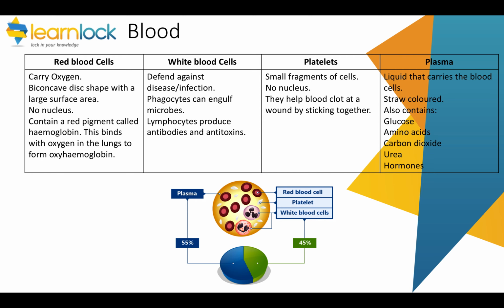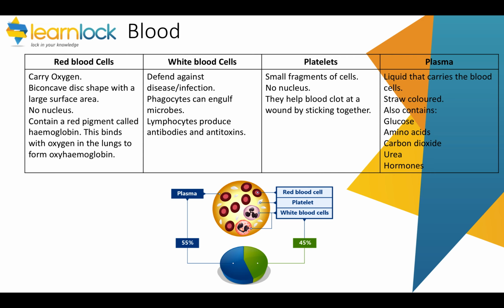So red blood cells carry oxygen. They're a disc shape or a biconcave disc shape with a large surface area. They don't have a nucleus, so they can carry as much oxygen as possible, and they contain a pigment called haemoglobin, and haemoglobin joins with oxygen to form oxyhaemoglobin.